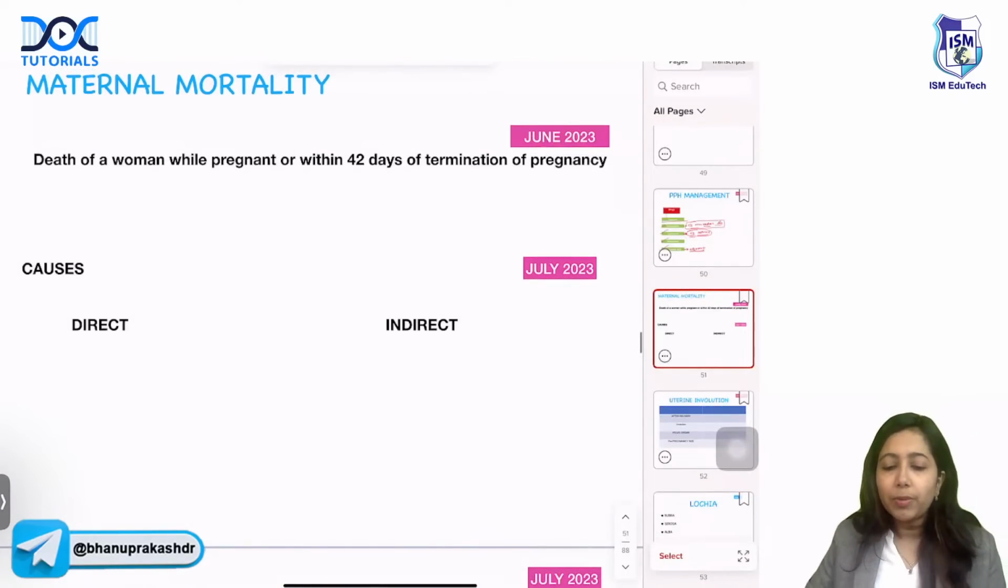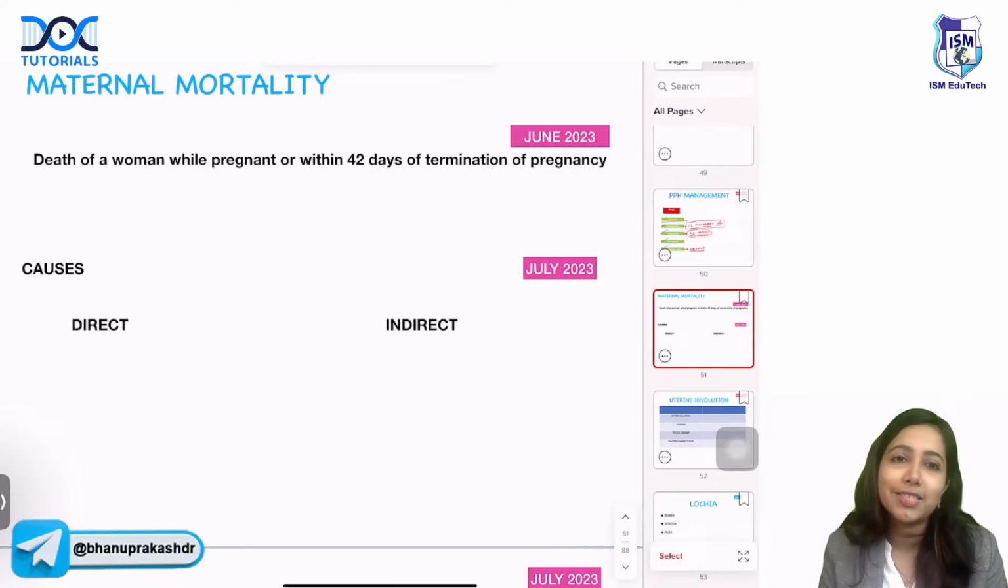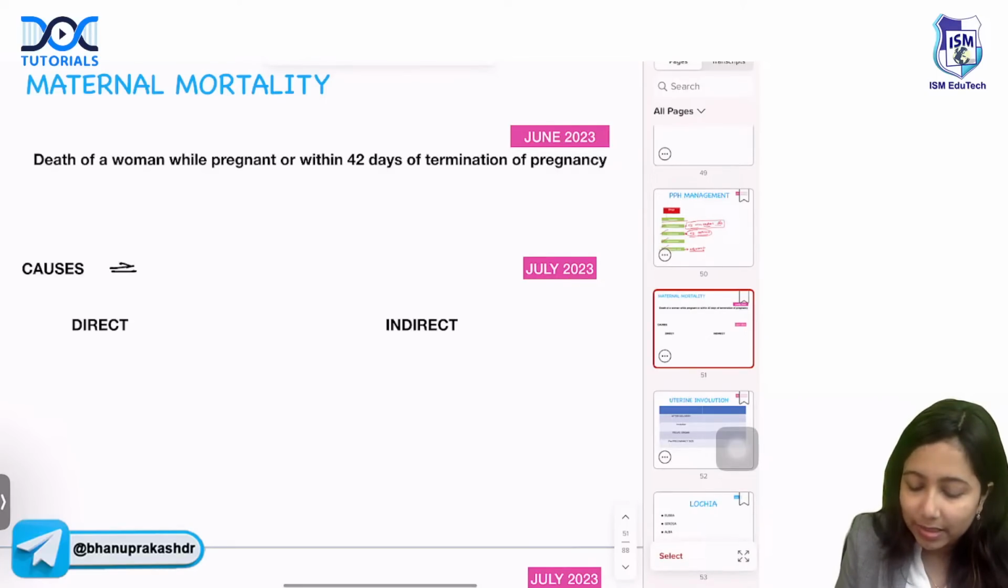So coming to a small topic, that is maternal mortality. One question that was asked is, what is maternal mortality? Maternal mortality is basically mortality that is happening either in the pregnancy or within 42 days of termination of pregnancy. So either it is within 6 weeks or during the pregnancy. So what are the causes? The most common cause of maternal mortality is basically PPH.